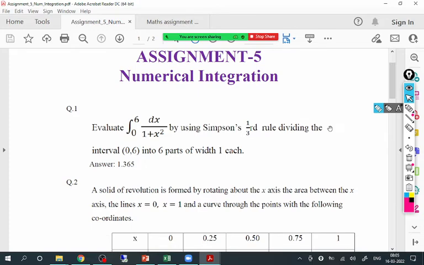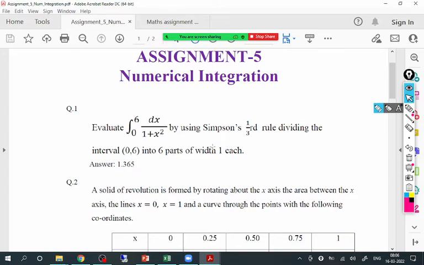And majority of the times that integral is difficult to evaluate. Because of that, we use numerical methods. See question number 1. Integrate 0 to 6 dx upon 1 plus x square by Simpson's 1/3 rule, dividing the interval 0 to 6 into 6 parts of width 1 each. Okay, so that is the question.